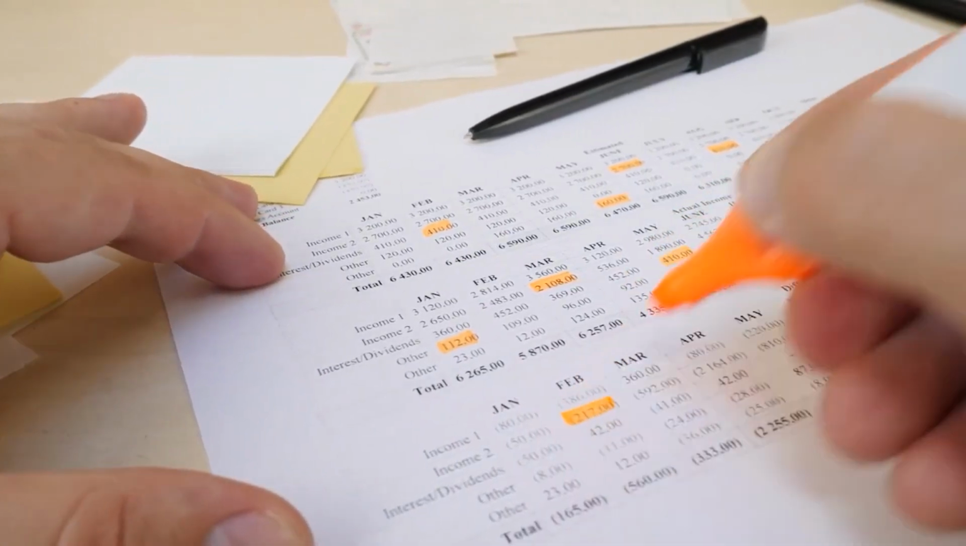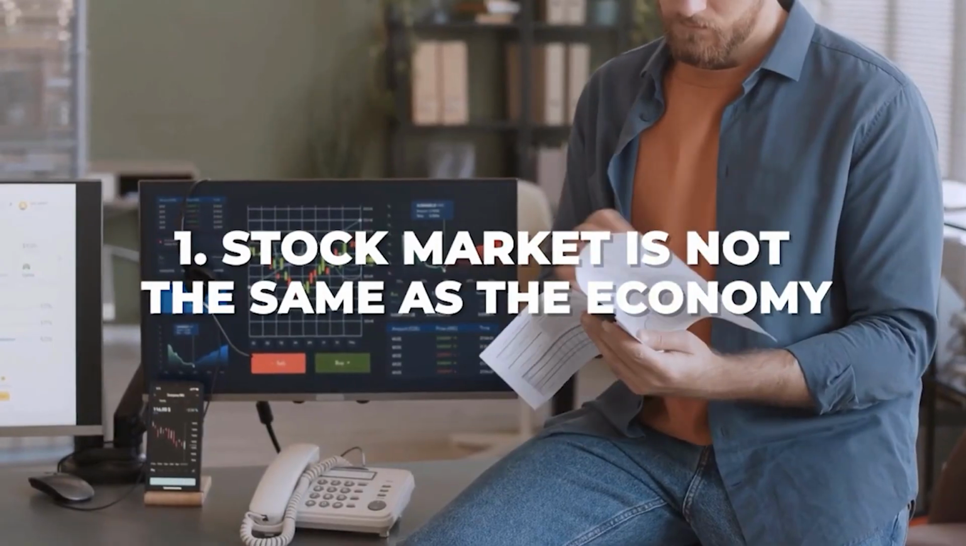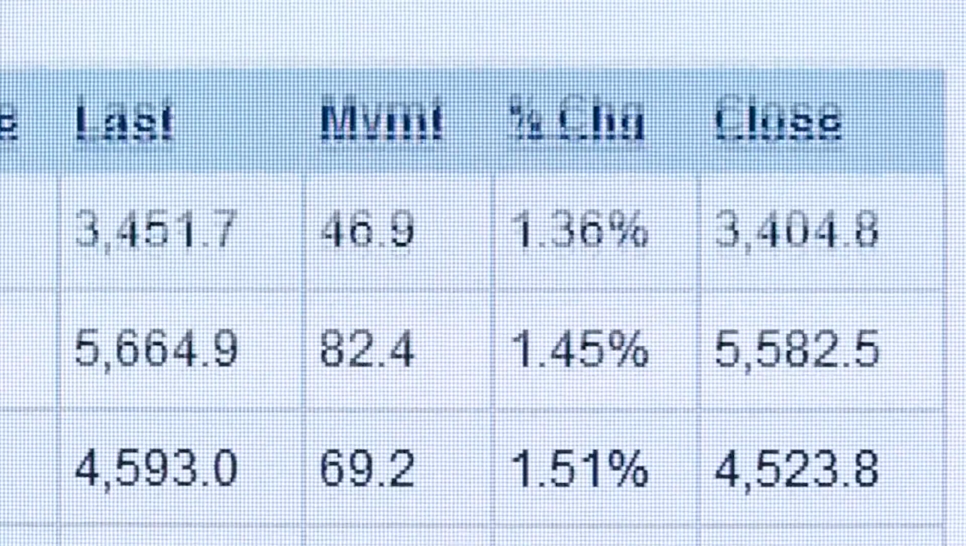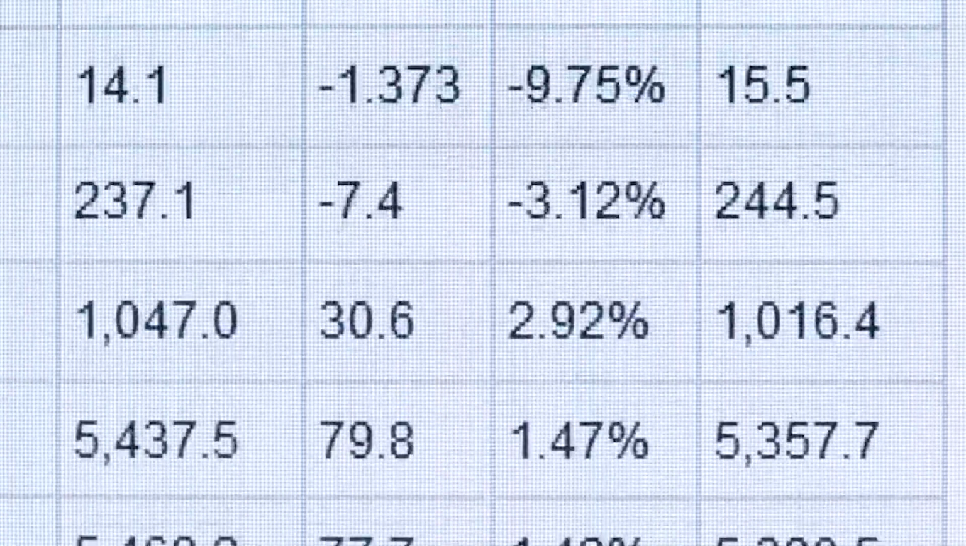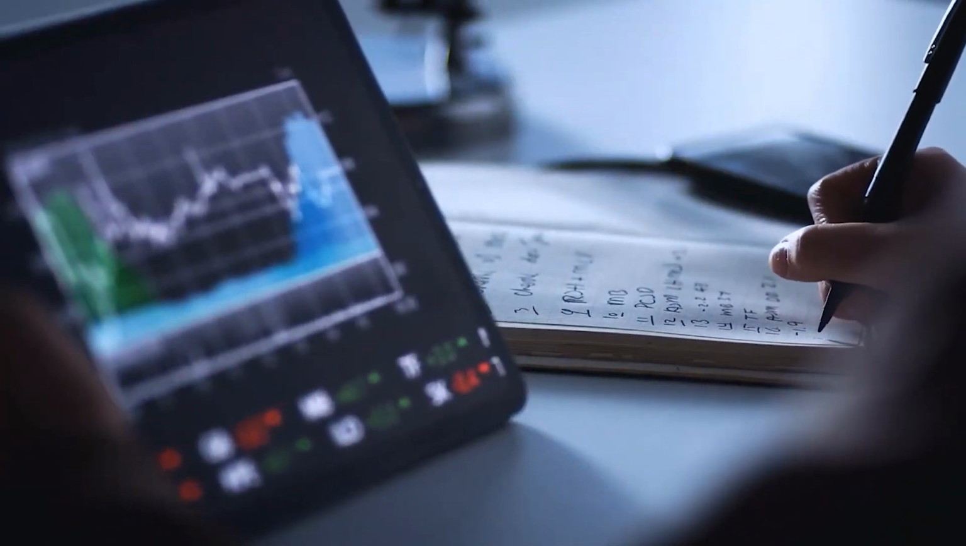Now, let's talk about some common misconceptions about the stock market. Number 1. The stock market is not the same as the economy. One common misconception is that the stock market reflects the overall health of the economy. While the stock market is influenced by economic conditions, it's not a perfect indicator of the economy's performance.